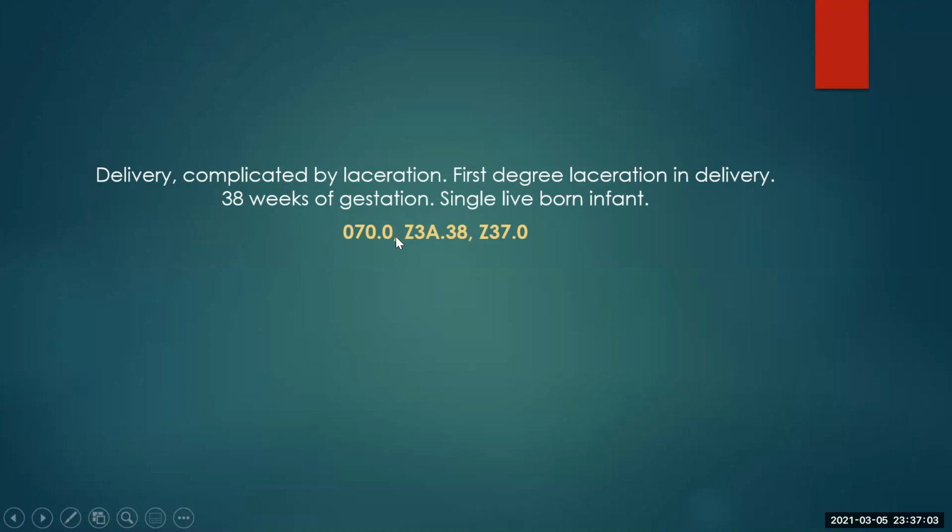Okay, so we had delivery complicated by laceration, first degree laceration and delivery, 38 weeks of gestation, single live born infant. So this is going to be that delivery laceration, O70.0. And then we have the weeks of gestation, which is Z3A.38, and Z37.0, which is our single live born infant. So that is tricky, not pretending like it isn't.